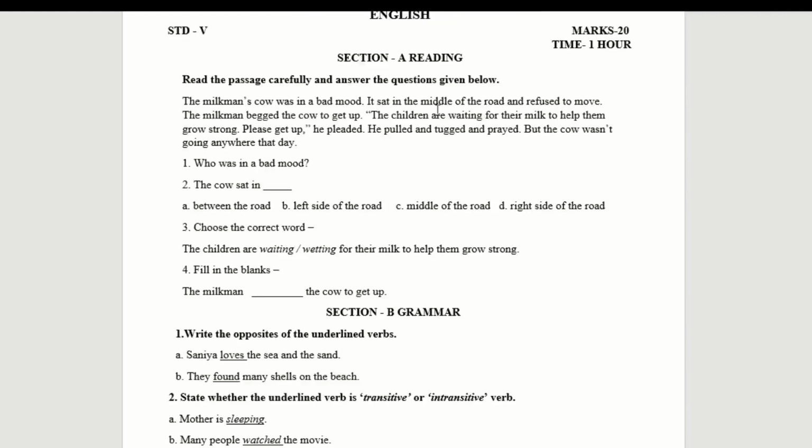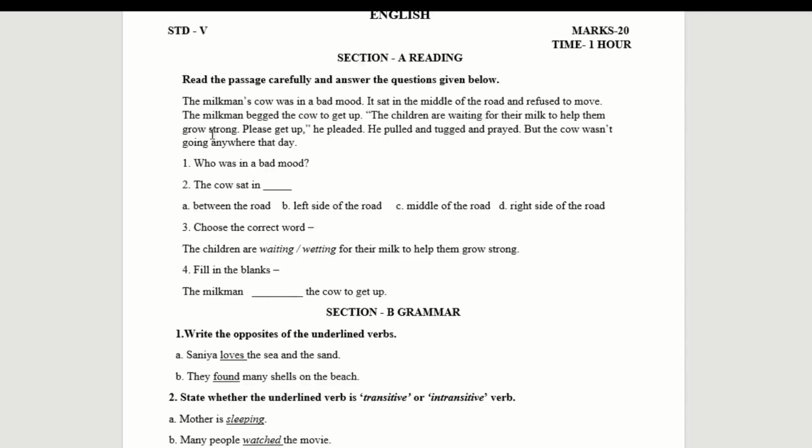Let's read the passage to find the answers. The milkman's cow was in a bad mood. It sat in the middle of the road and refused to move. The milkman begged the cow to get up. The children are waiting for the milk to help them grow strong. Please get up, he pleaded. He pulled and tugged and prayed, but the cow wasn't going anywhere that day. The question was, the milkman dashed the cow to get up. The answer will be in this sentence: the milkman begged the cow to get up. The answer is begged. So we got all the answers.